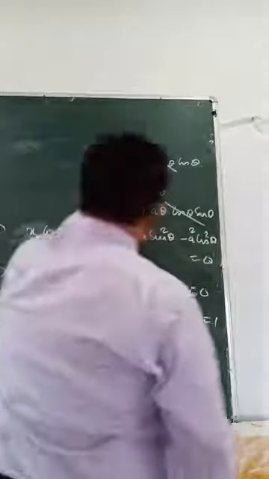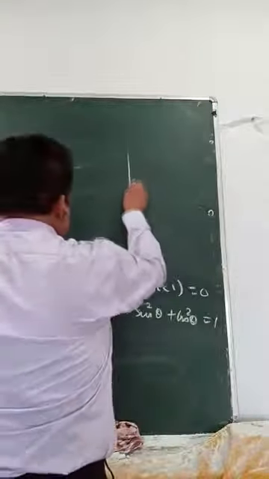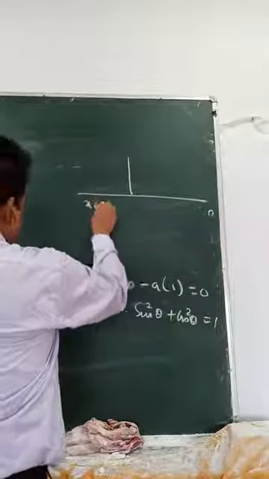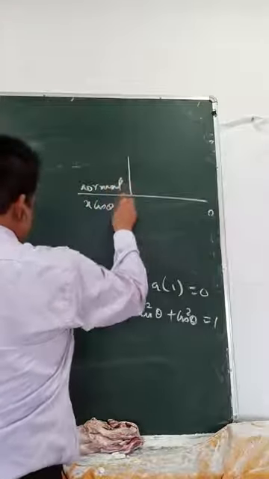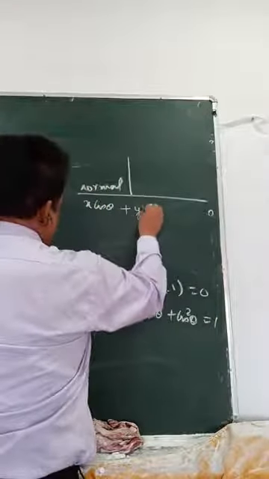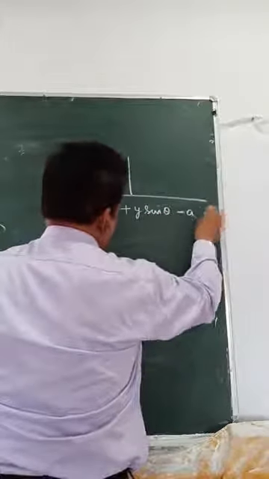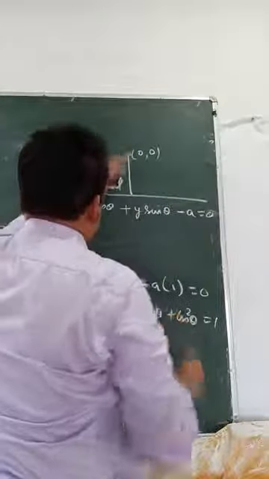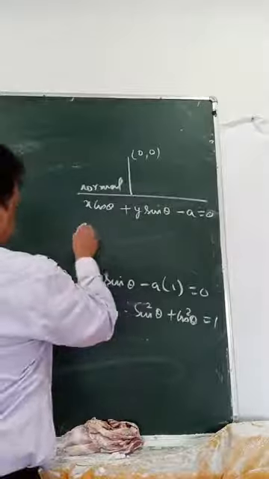What I want to show here, this is the line, x cos theta, this is your normal, x cos theta plus y sin theta minus a equals to 0, and you want to find the distance from a point to the line. So I'll write down the formula.